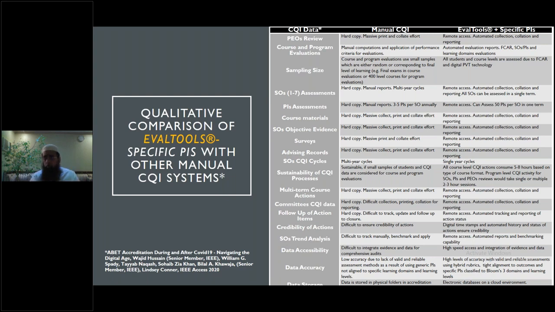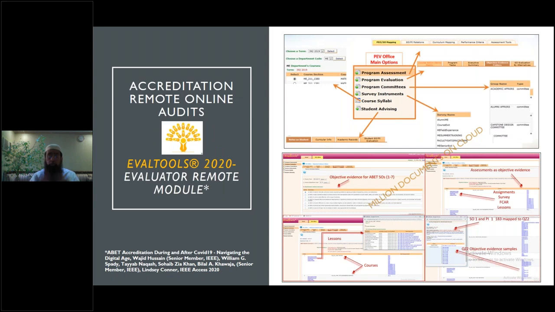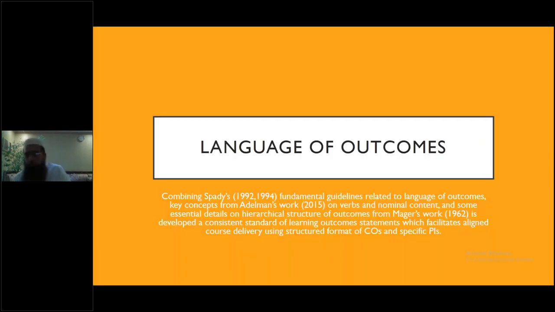This is the remote module. In COVID, through the right technology approach, everything can be done online. In a matter of seconds, you can pull up from a program to a course to a student. Everything could be pulled up from a committee. Going back 6 years, you could pull up the data. But it has to be properly implemented.